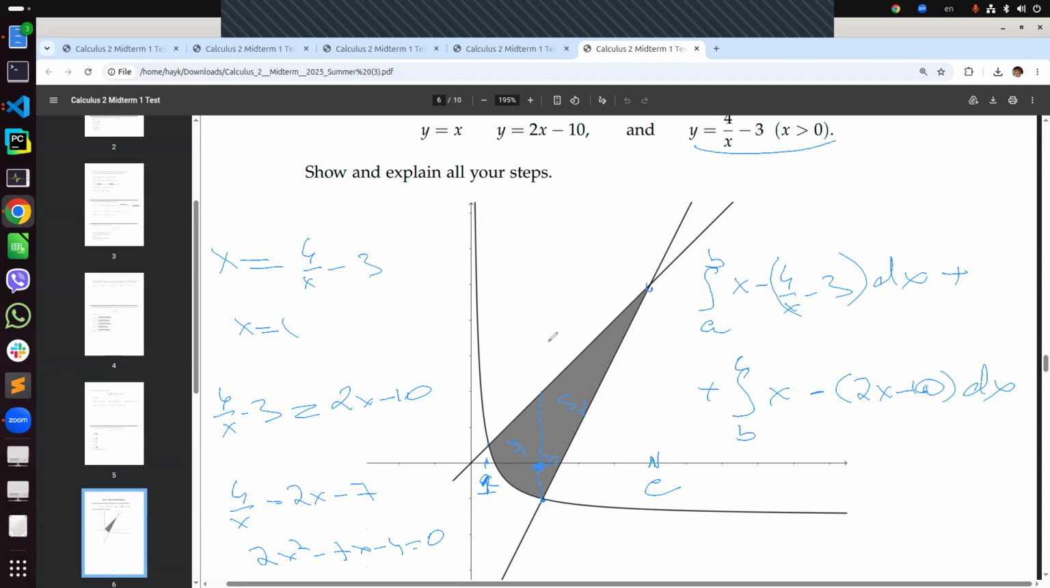x is positive. So solving the quadratic equation, the discriminant is 49 plus 32. Solve and find; I'm leaving you to calculate these constants. And the last one, the intersection of two lines: x equals 2x minus 10 gives x equals 10. X equals 10 is the last point.